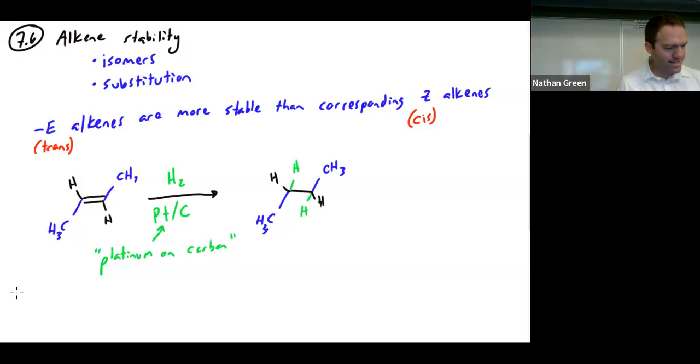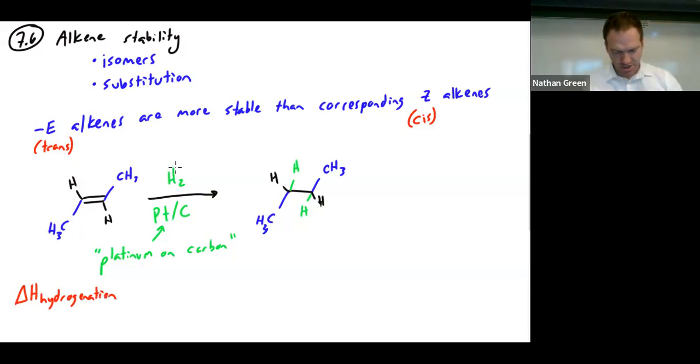We call that the heat of hydrogenation. The delta H, so that's the heat change of hydrogenation. This type of reaction is a hydrogenation. The heat of hydrogenation here is negative 116 kilojoules per mole. What's the negative tell me? It's exothermic, it's giving off energy.